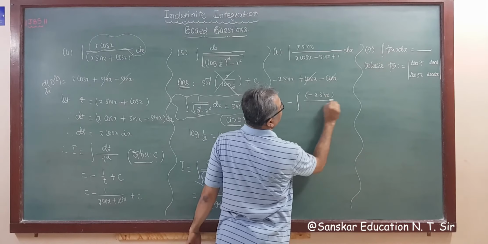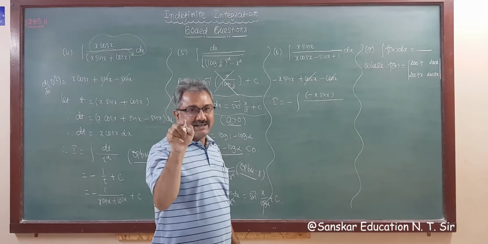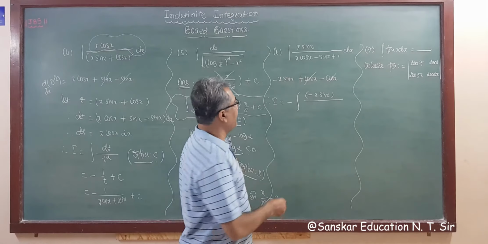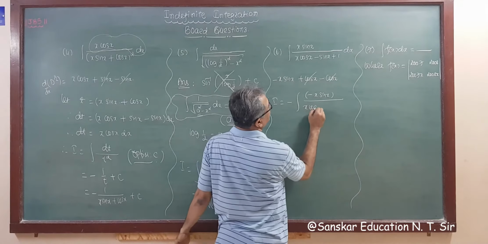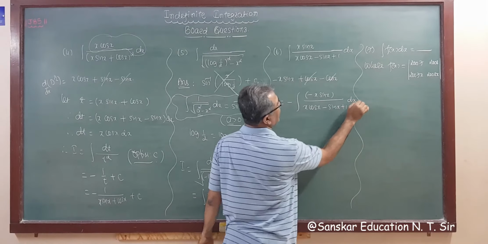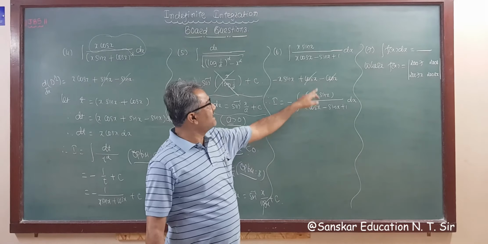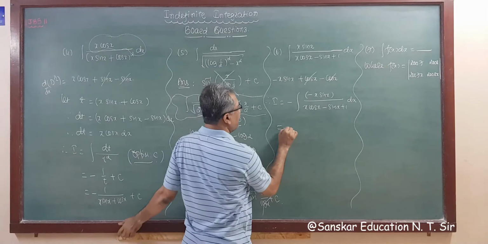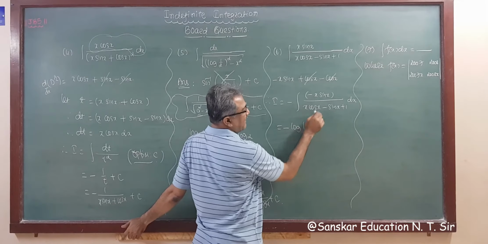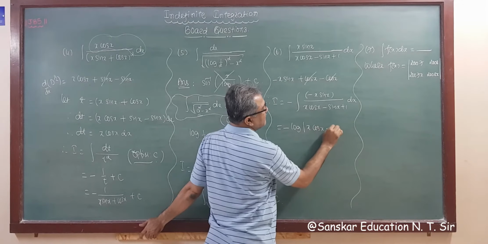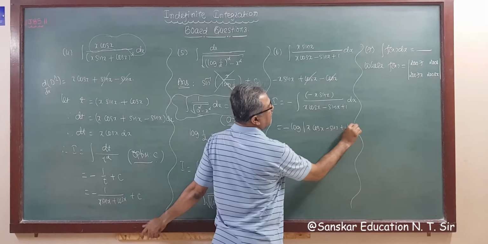No need to write this, but for your easiest way and for your understanding, I am writing all the steps. Otherwise, no need to write. Right? So x cos x minus sin x plus 1, and dx. So the derivative of the denominator is in the numerator. The answer is log mod f(x). So the answer will be minus log mod of x cos x minus sin x plus 1, plus c.